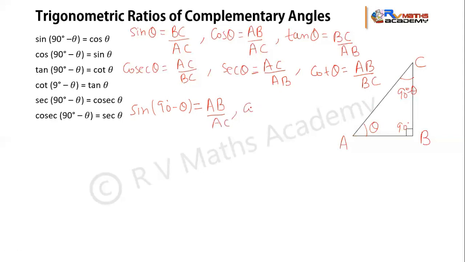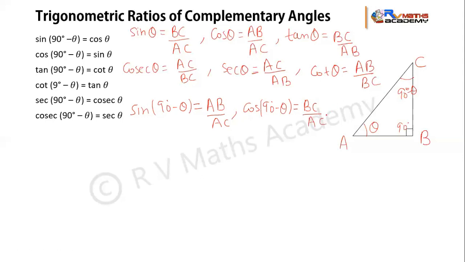Now, cos 90 degree minus theta. This is base upon hypotenuse. So if this is perpendicular, BC will be the base because I am considering the angle 90 degree minus theta. So hypotenuse is AC.